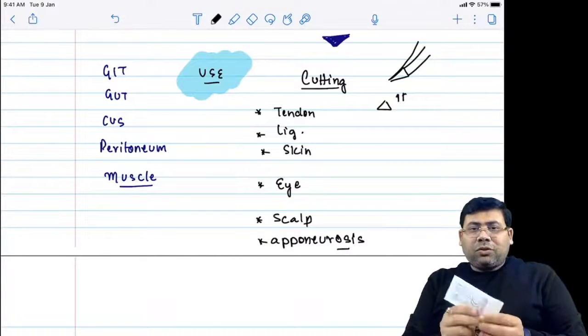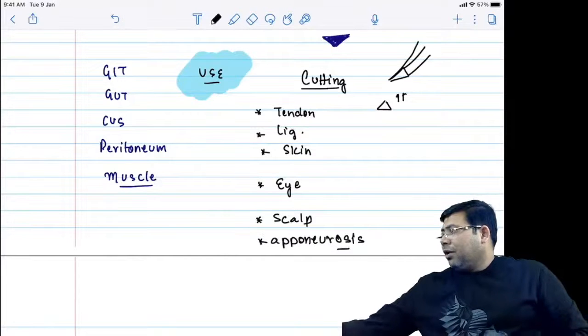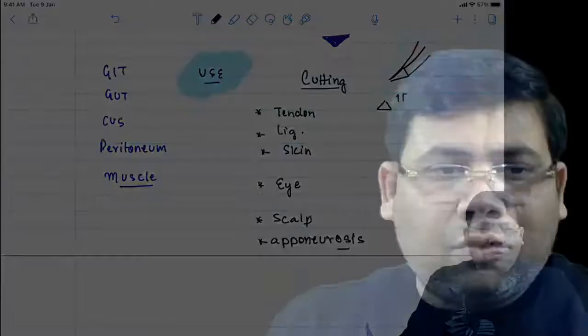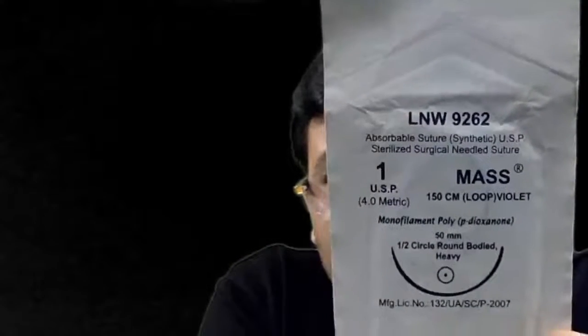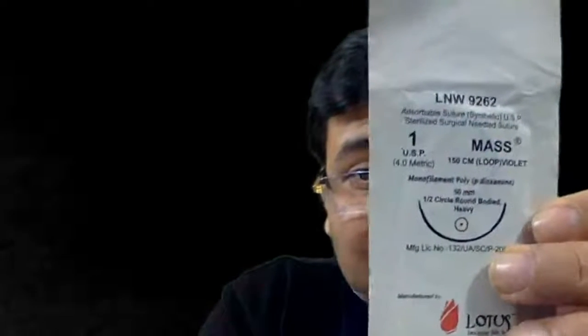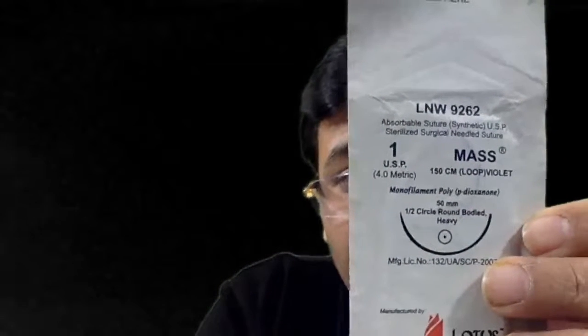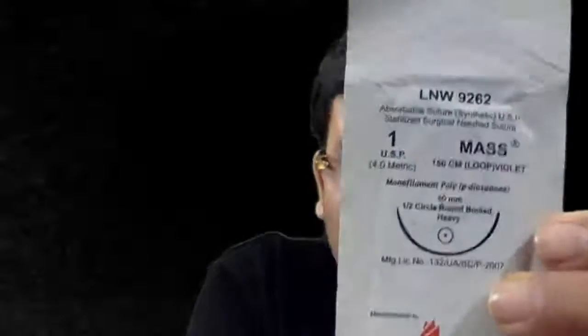Again, the code is also given. Let me show you more sutures. What is this suture? Can you see? This is again a variety of suture. Number one, where do you see the size of the suture? Here it is, you have seen 1, 0. This is 4 metric. That means it's a long suture. Can you read the needle? It's a 50 needle, half circle, round body, heavy needle. Round body has a code, a dot with a circle around it.